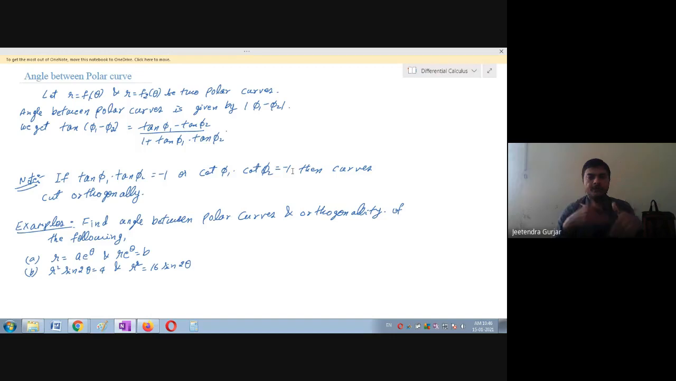Now we can see the next very simple example, friends. They are quite simple. Simple differentiation, a little substitution, and some trigonometric formulas. One can easily solve this example, that is, find the angle between polar curves. First we have to find the angle between the polar curves. Also we have to find the orthogonality of the following. So keep this in your minds, friends. This is the first formula we are going to use, and second we have to show either tan phi 1 into tan phi 2 is equal to minus 1, or cot phi 1 into cot phi 2 is equal to minus 1.